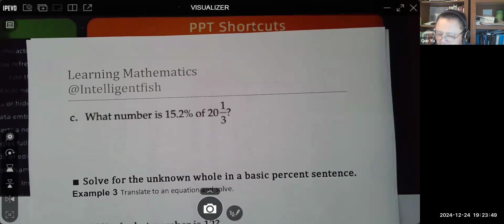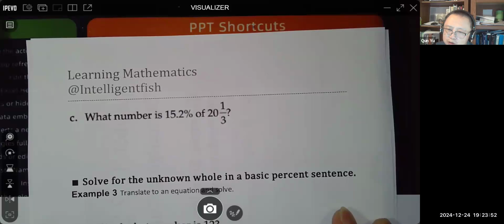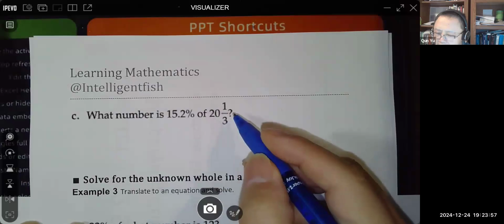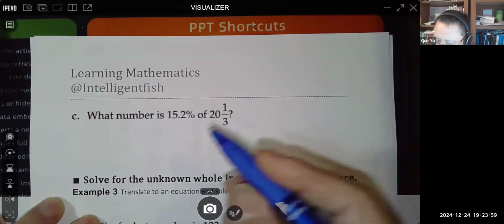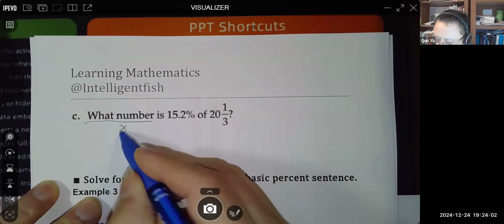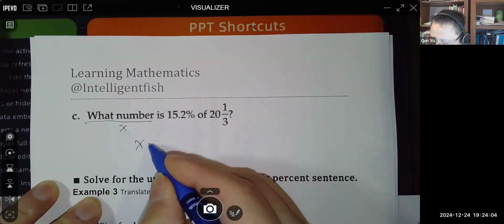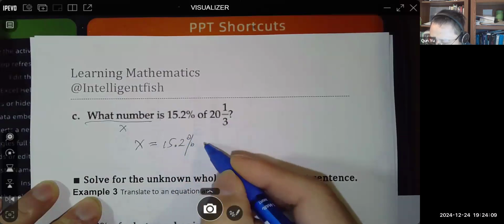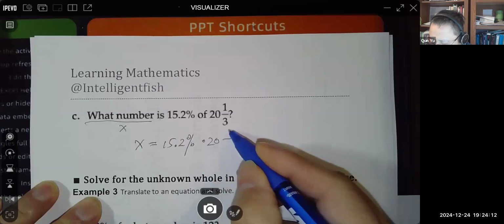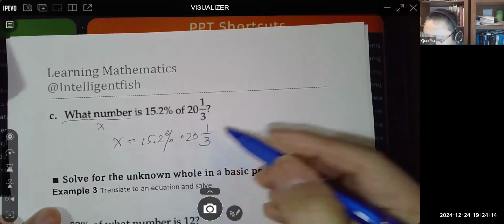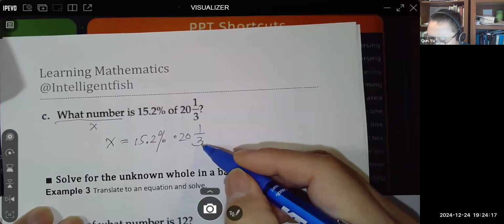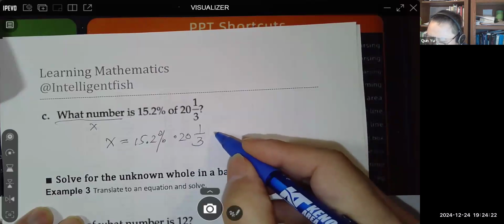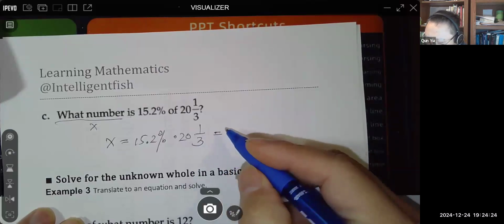Now C, what number is 15.2% of this mixed number? It doesn't matter whether it's a decimal or mixed number, the structure still remains the same. We're looking for this number, this is our X. X is 15.2% of this number. Now, when you multiply them together, we convert both to decimals. You can keep this one as a mixed number if you want. Let's round it in the end so that we can control the rounding error.